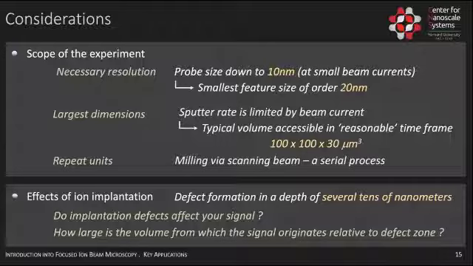In that context, you might think, how large is the volume where you get the information from? And how does that relate to the actual defect zone? And is the defect zone significant or is it less significant? So this is just a couple of ideas that maybe help you to judge if that technique is useful for your case.